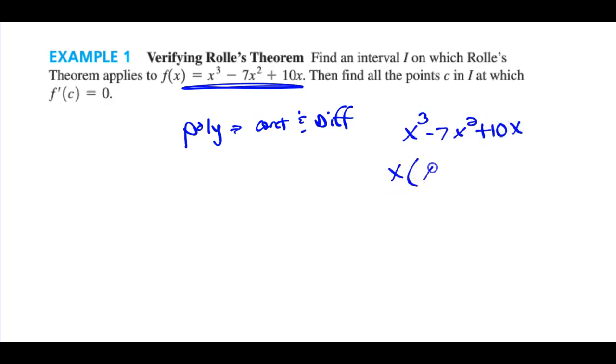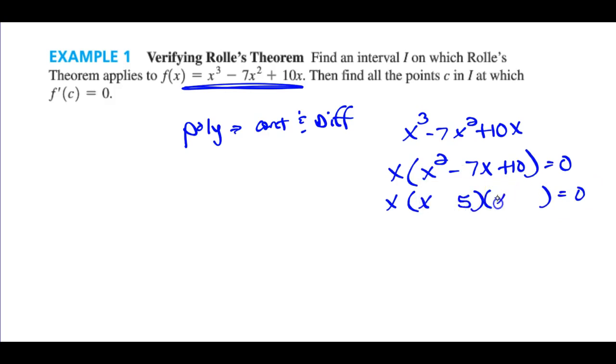Let's go find zeros by setting this function equal to 0 by quickly factoring. Factors of 10 that add up to 7 are 5 and 2. And I get x is 0, 5, and 2. Now I could pick any interval here because of Rolle's theorem, but I'm going to pick the largest interval between 0 and 5.